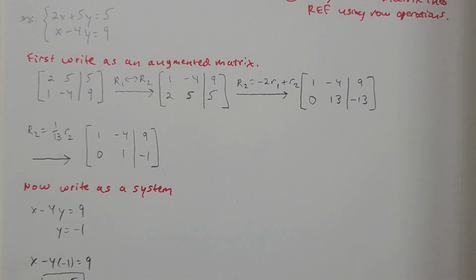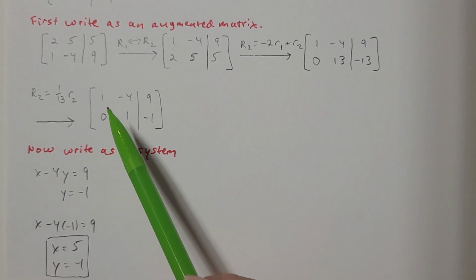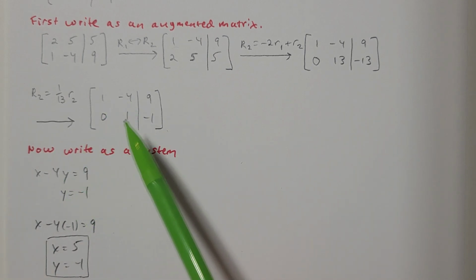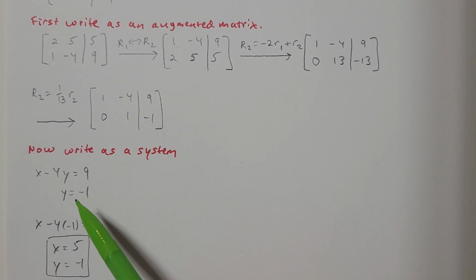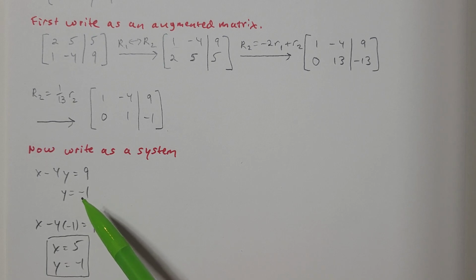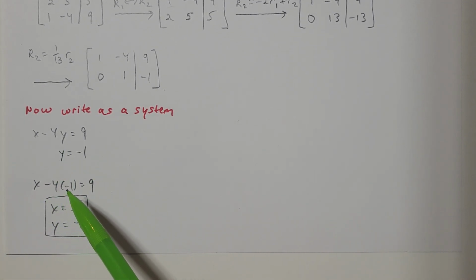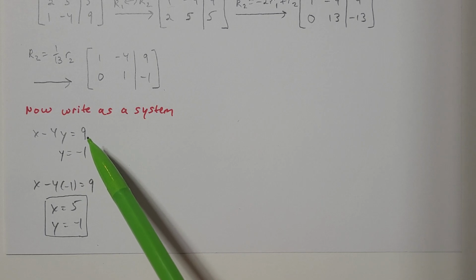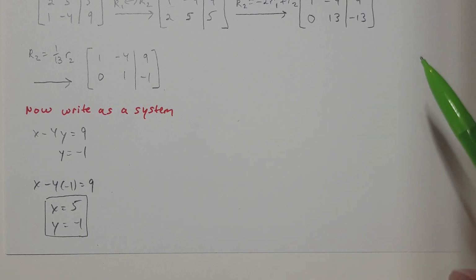And now, when I convert this back into a system, I should know one of the variables at that point. Okay, so we'll go ahead and convert this back to a system. We have x minus 4y equals 9, and then y equals -1. Okay, so knowing y is -1 means I can get x now. We got x plus 4 equals 9. So when I subtract 4, it looks like x is 5 and y is -1.